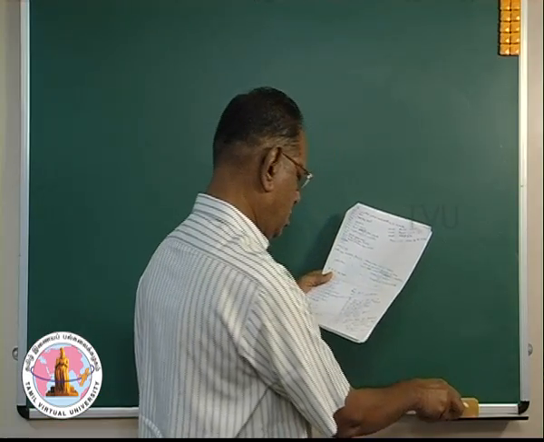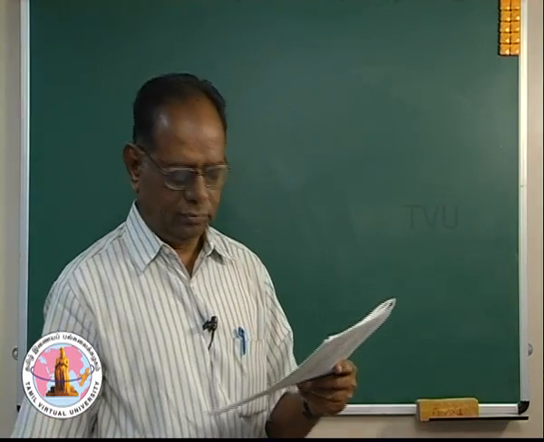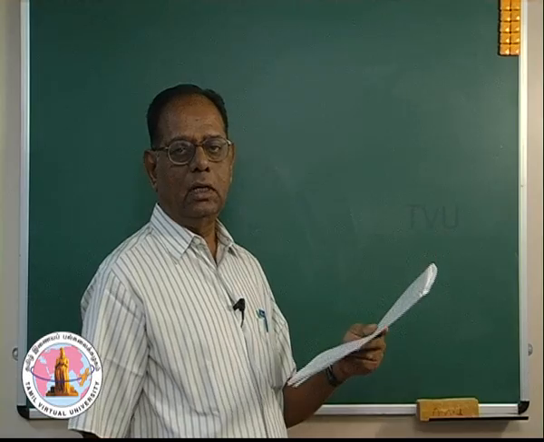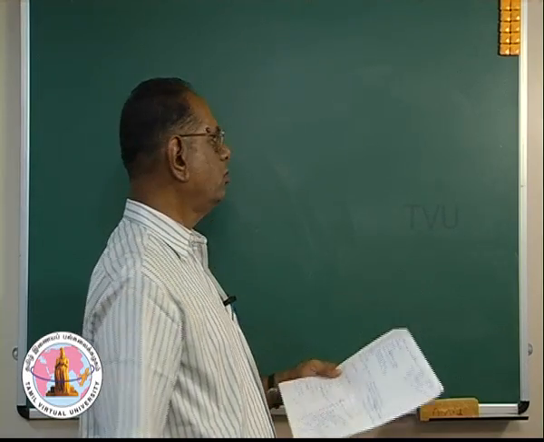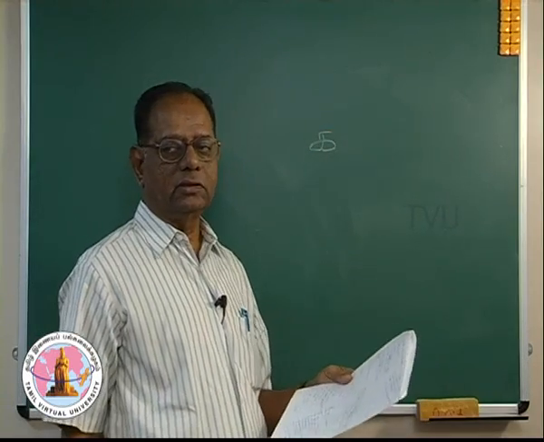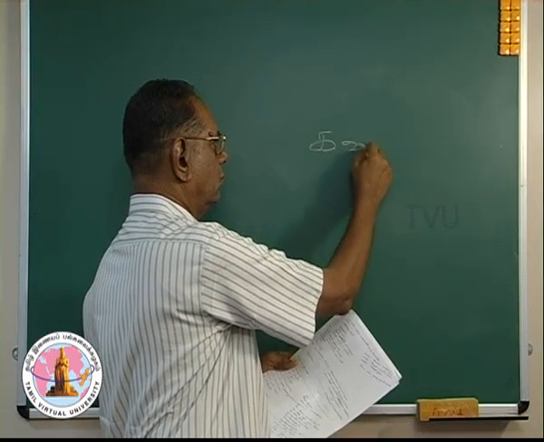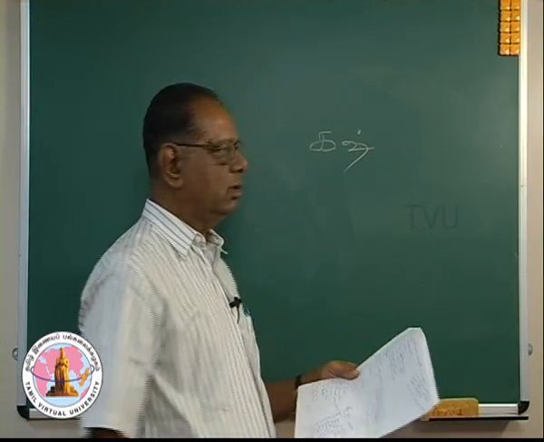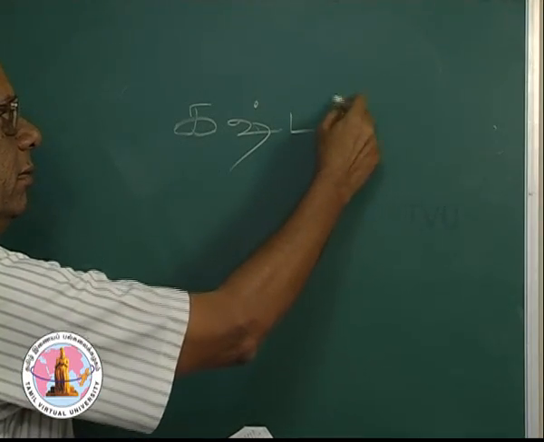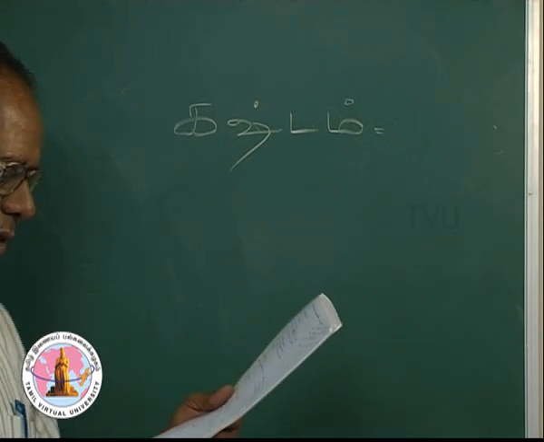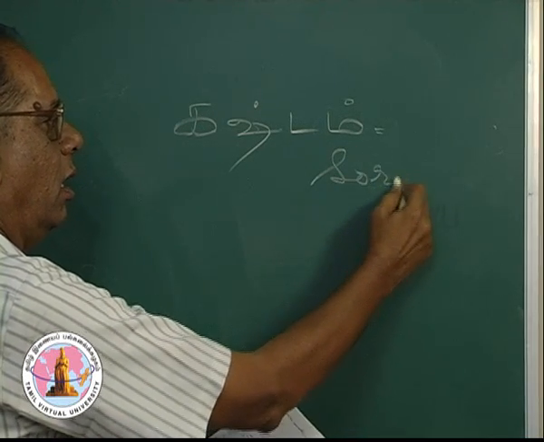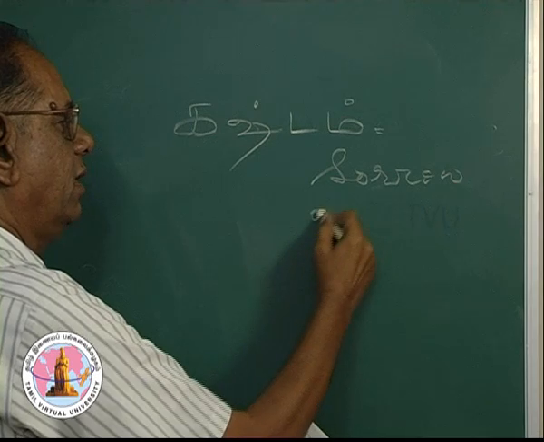Let us have a few words. Let me see whether you can read them without my help. This is ka, this is ish, ta, yam, kashtam. Kashtam is sorrow or difficulty.